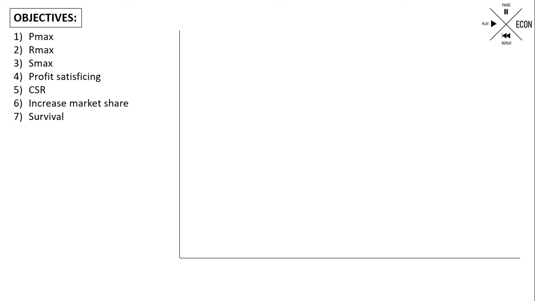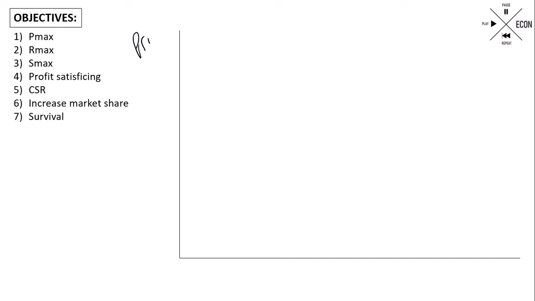So the next thing I would like you to do, I would like you to identify the different pricing and output levels for each of the 4 first objectives on the list there, please. So pause the video and identify them on a diagram, please. So I'm going to go through this diagram slowly.